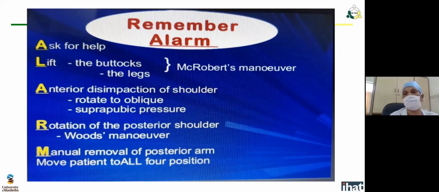By this, if it is not delivering, then another maneuver: rotate it obliquely or apply suprapubic pressure. Or if it is not coming, then you can do the other maneuver, that is Wood's maneuver, I will tell you. And if it is not delivered by this method, then you manually remove the posterior arm first, or you can put the lady on hands and knees, उल्टा लेटा दिया, and then you can deliver it. That is ALARM. Now there is another mnemonic that you can remember.